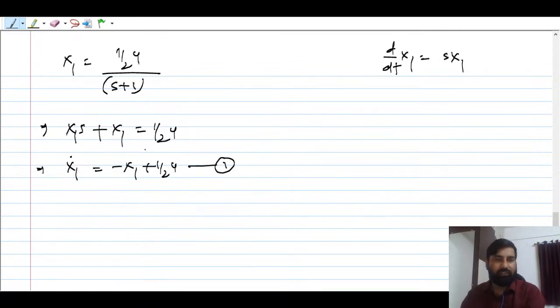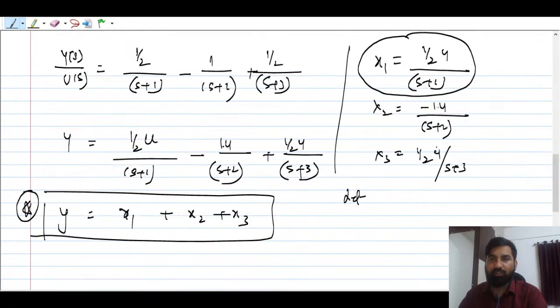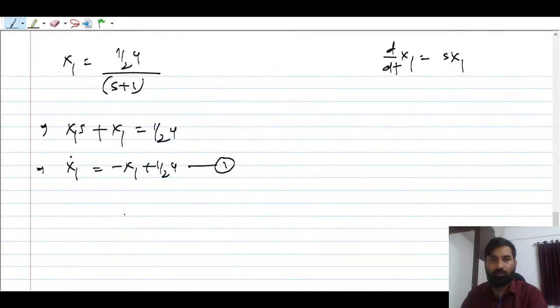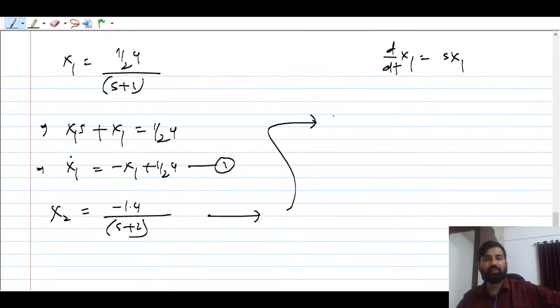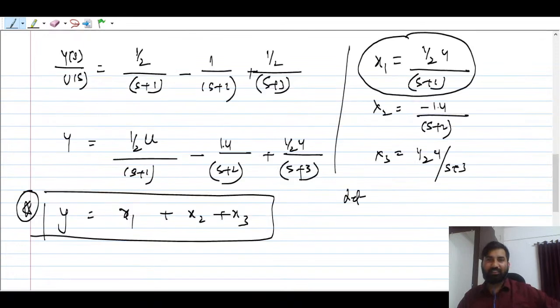Next, you can consider x2 here. So x2 is minus 1 times U by s plus 2. Again, you can do cross multiplication. So you will get x2 dot equal to minus 2 times x2 plus minus 1 times U. And you can also get x3.